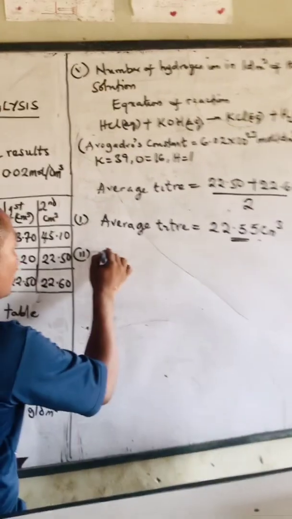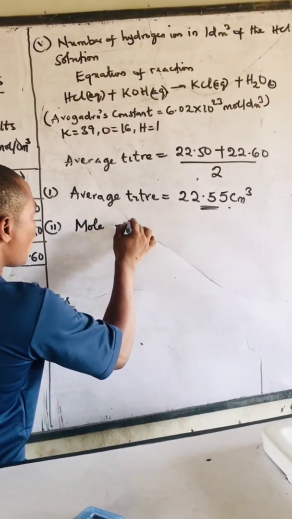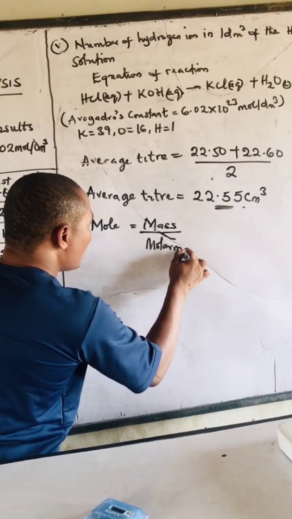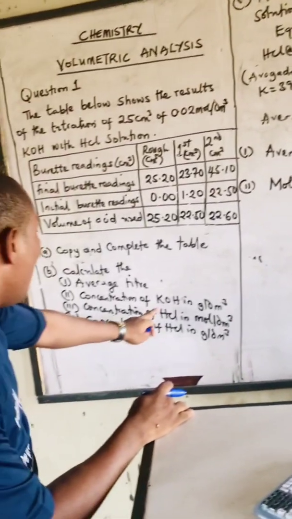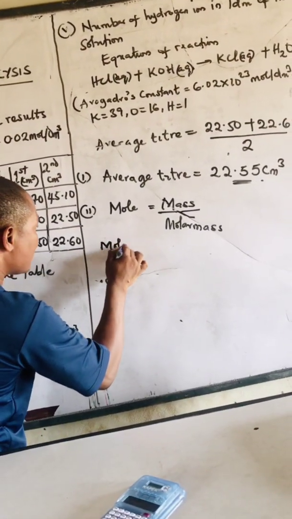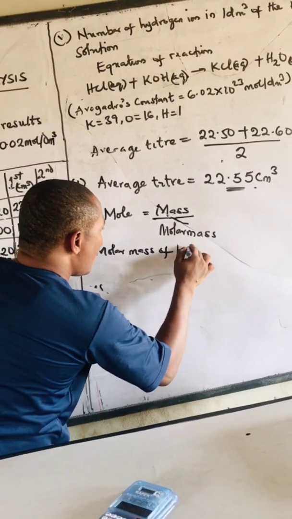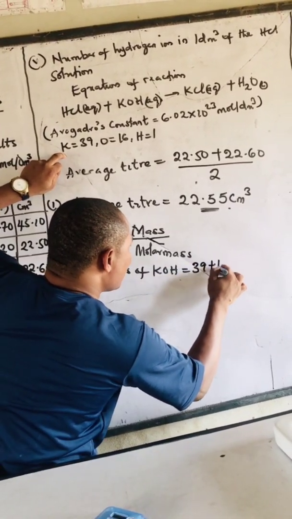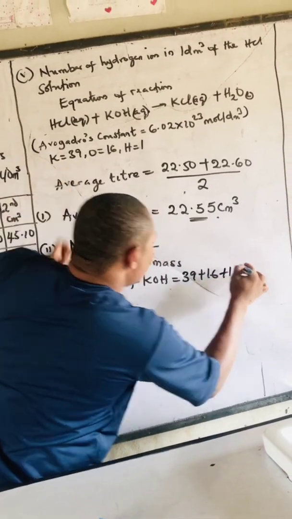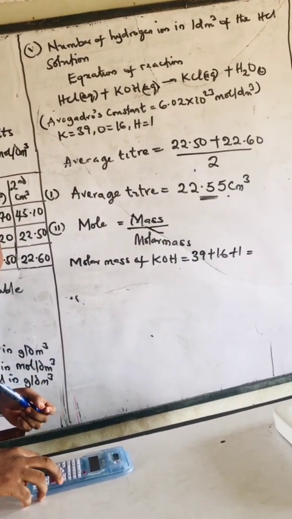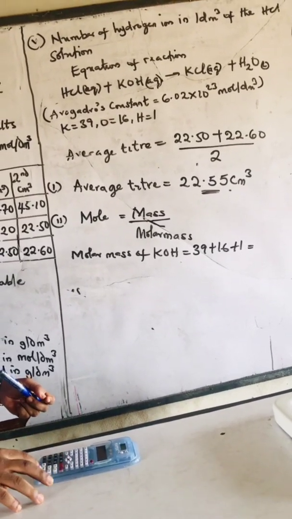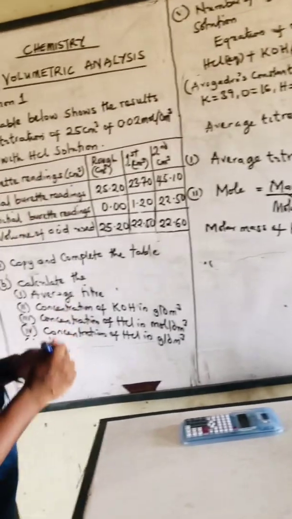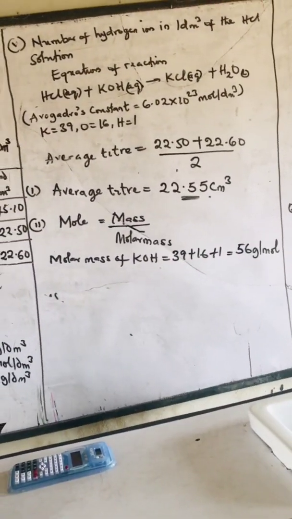So we use this general formula, which is our mole is equal to our mass over our molar mass. From there, we calculate the molar mass of KOH first. The molar mass of KOH will be equal to, they are giving us K, potassium, to be 39 plus 16, plus 1. That will give us 39 plus 16 plus 1, which is 56 grams per mole, because we are looking for our molar mass. The molar mass of KOH now is 56 grams per mole.